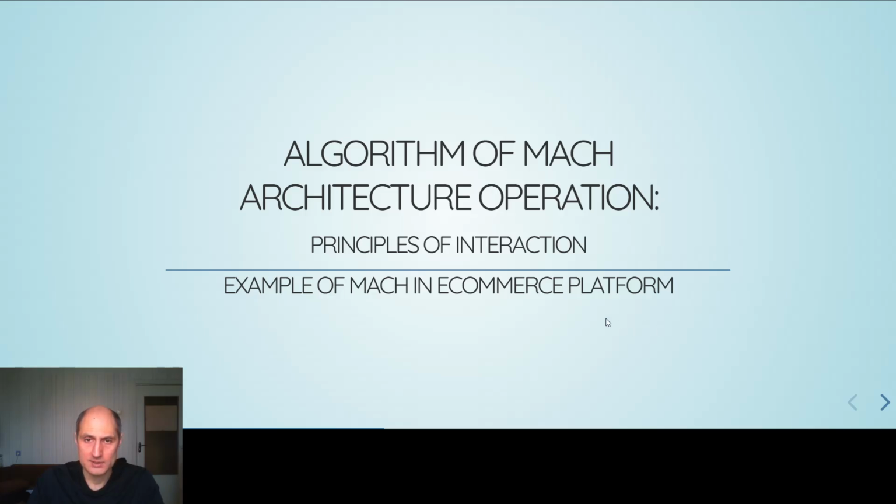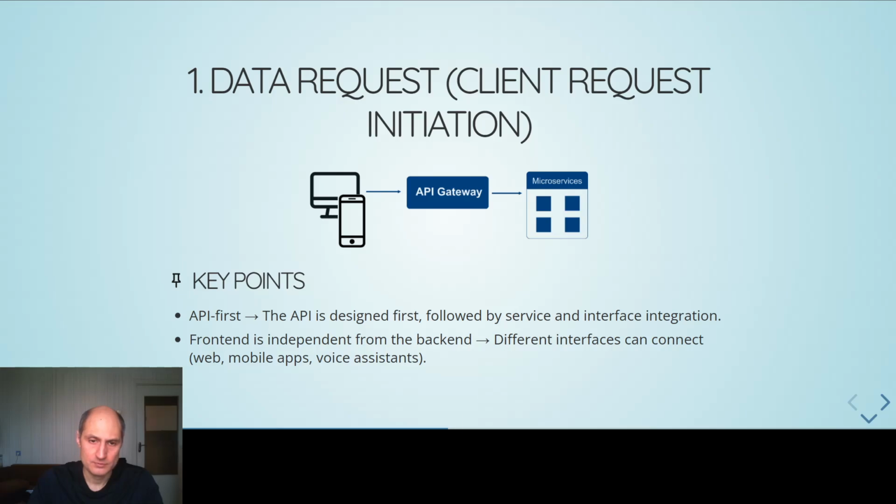The first step: data request. What happens? The client, web app, or mobile app sends a request to the API. The request may relate to fetching product information, orders, users, or analytics. The API gateway receives the request and determines which microservice should process it.